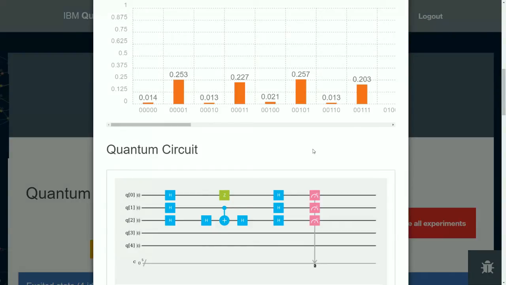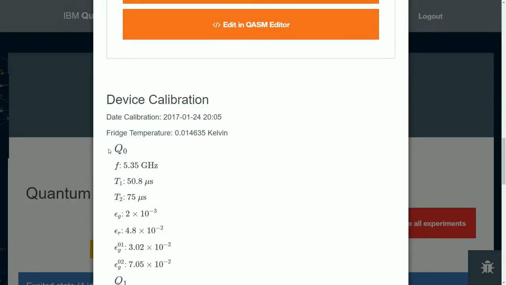Now, why is this happening? Well, if we look down here, we can see that they tell us what the fridge temperature was when they did this calculation, which is 0.01 Kelvin, which is very, very cold, just about absolute zero. But it's not absolute zero, which means that there were other photons and other things in the state outside of the calculation we were making that were influencing the results and ended up giving us the wrong outcome at certain times.